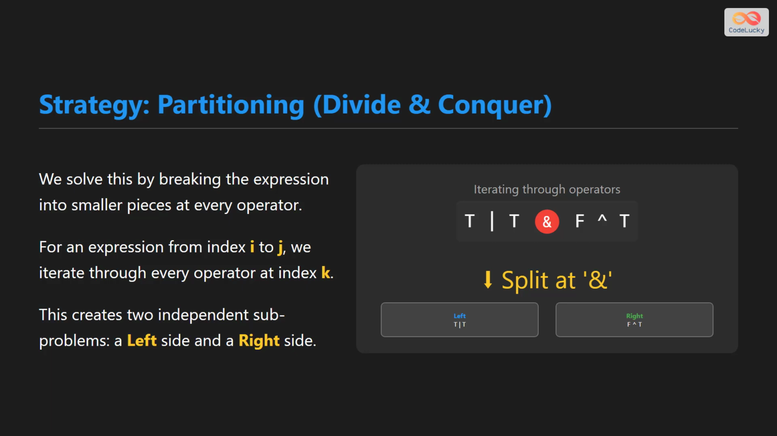To solve this, we use a divide and conquer strategy. We can split the expression into two parts at every operator. For any range from index i to j, we iterate through every operator at index k. This partitions the problem into a left subexpression and a right subexpression. We then solve these smaller problems recursively.